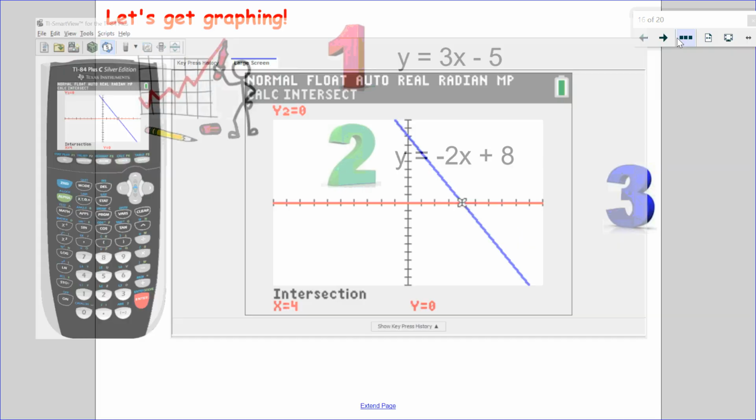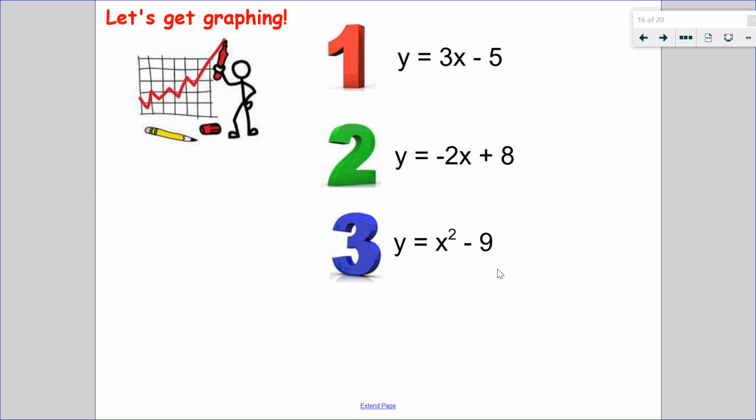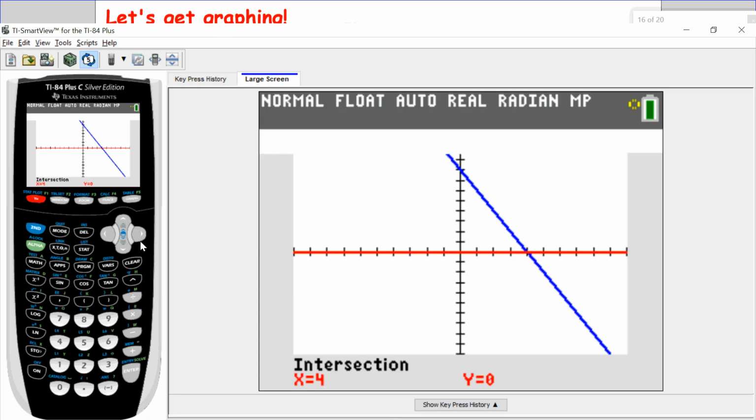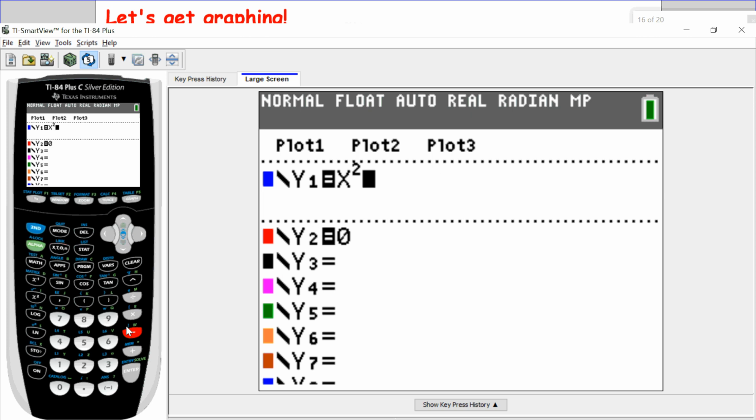Okay, so I want to try one more example with you of something that's not a line. Let's look at this graph here because the process is still the same. So I'm going to enter this one into y1, x squared minus 9. So I'll go into my y equals, clear this out, and I'm going to enter an x with my squared key, and then minus 9.